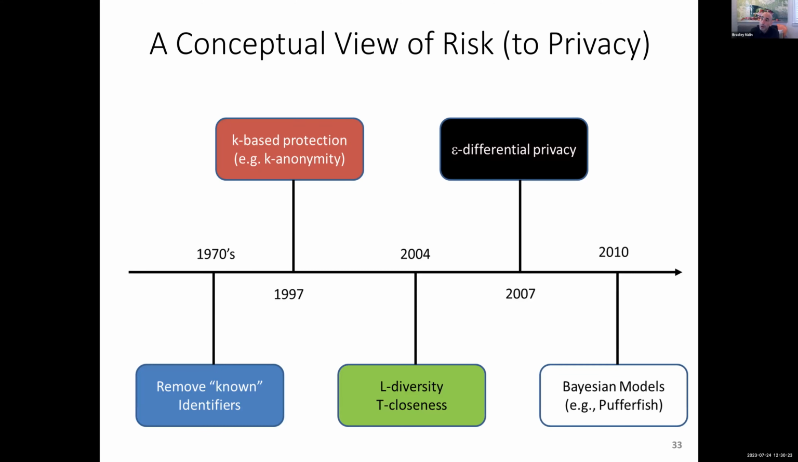I alluded to this a little bit ago, where I said there were techniques that you could apply to try and control the data. Over time, there's been an evolution of these techniques. We've seen K-based approaches like K-anonymity. We then saw L-diversity and T-closeness introduced. Then Cynthia Dwork introduced the notion of epsilon differential privacy, and then Dan Kifer and others introduced the notion of Pufferfish. And the list will just keep going on over time.